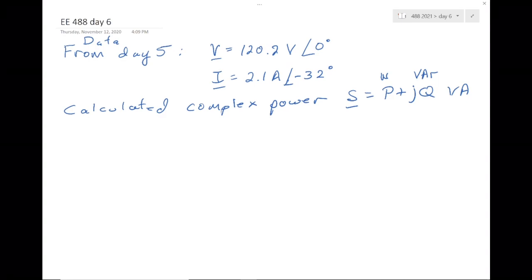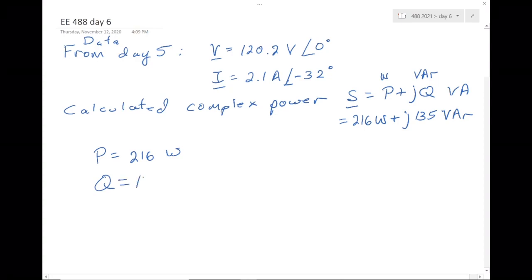So we can say, oh, I didn't give you the value. This equals 216, I'll put the units in here, plus j 135 VARs. Those are the values. So from that we can say real power is 216 watts, reactive power 135 VARs.